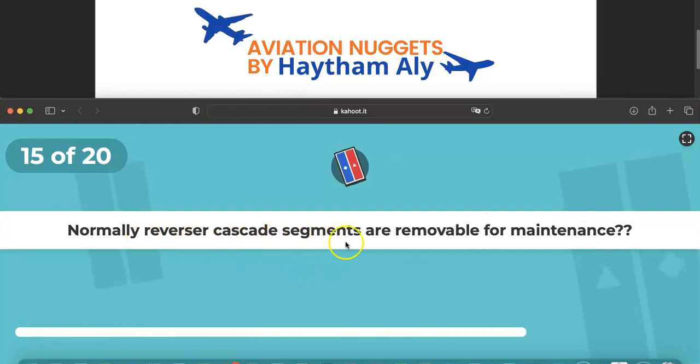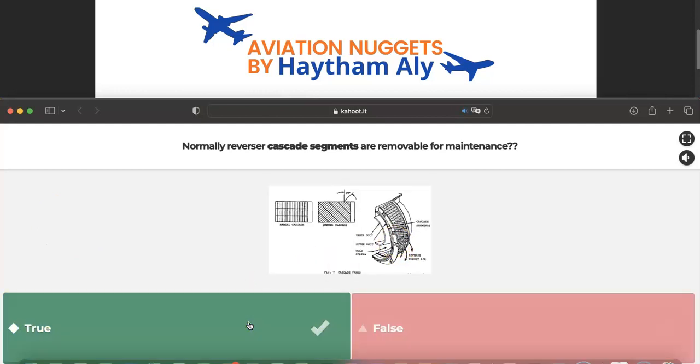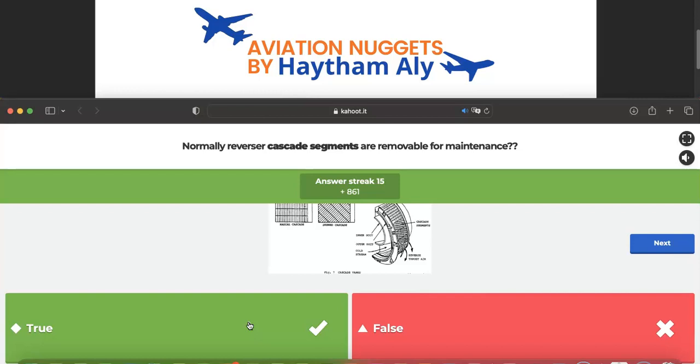Normally, reverser cascade segments are removable for maintenance. Yes, as you can see here, these are the cascade vane segments, and normally they are removed for maintenance. So the right answer is true. This statement is very true. So always take care, my fellow aircraft maintenance personnel: if you remove these cascade vane segments, you must put each segment in the allocated location, in the right location. Okay, everybody?